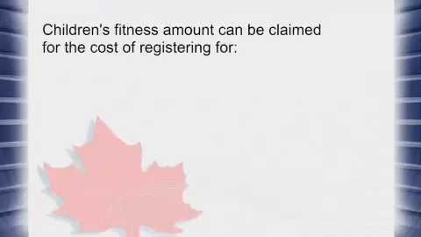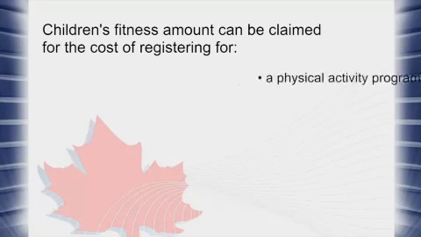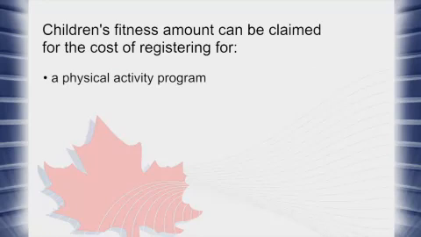Okay, so moving down our list, we come to the children's fitness amount. What is this amount? You can claim the children's fitness amount for the cost of registering your or your spouse's or common law partner's child in a prescribed physical activity program. The child must be under 16 years of age, but if the child is eligible for the disability tax credit, then the age limit for claiming this amount is raised to 18.